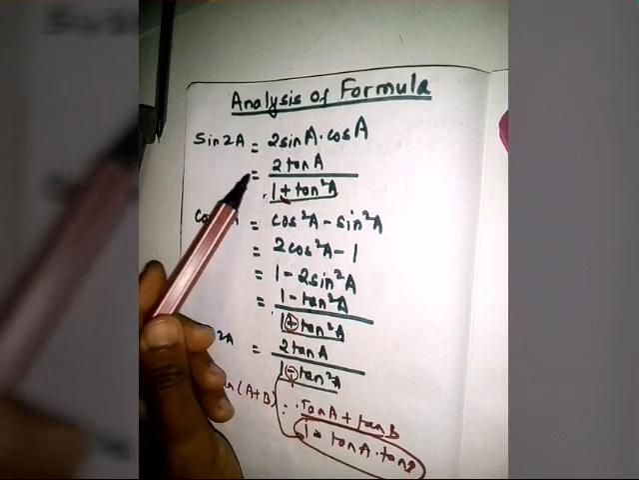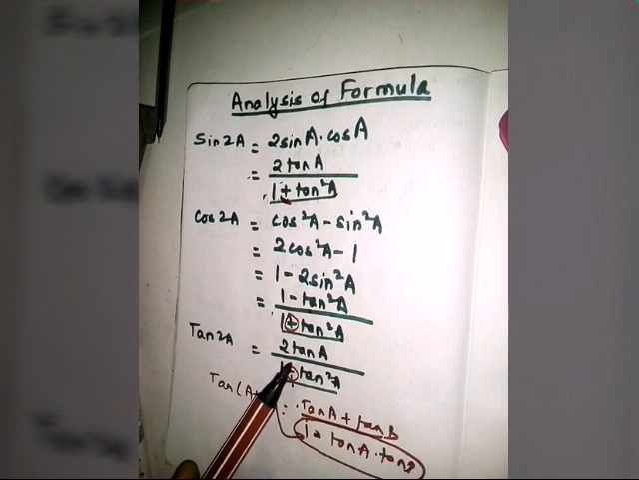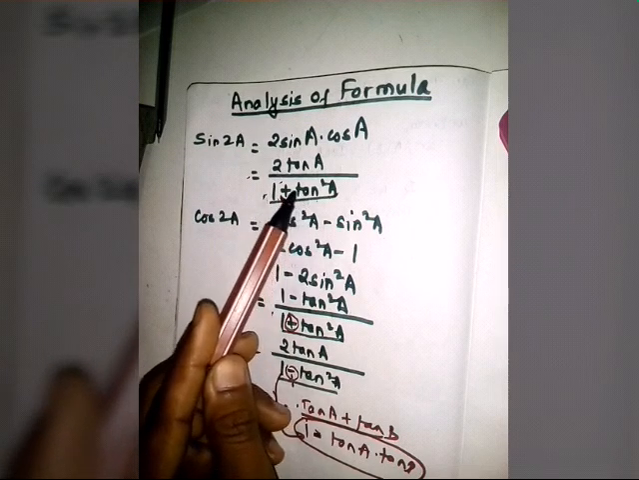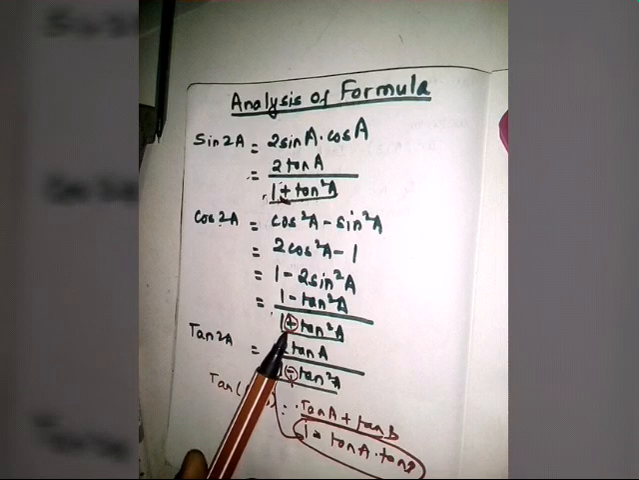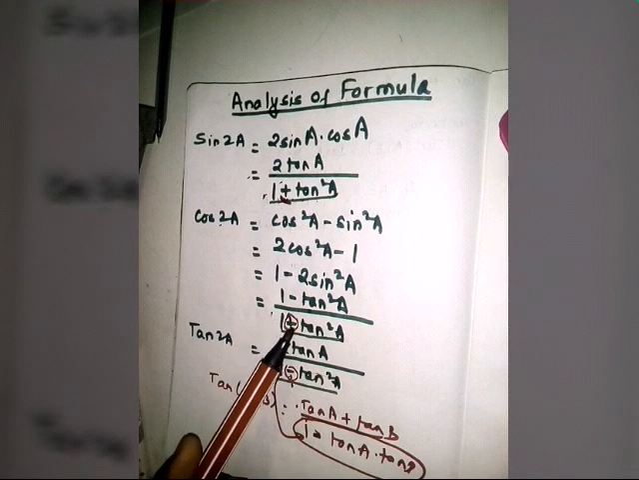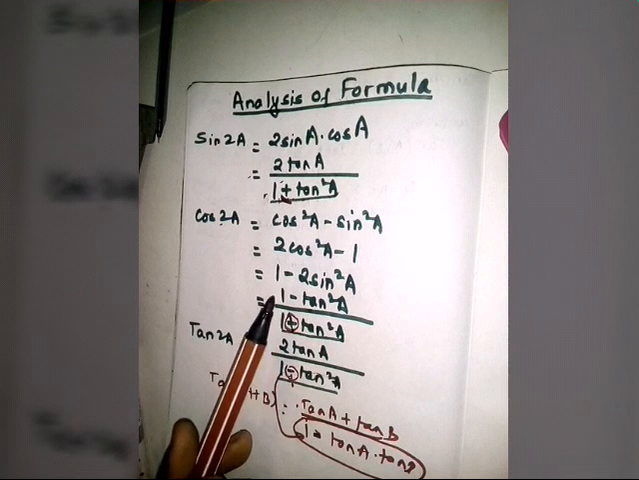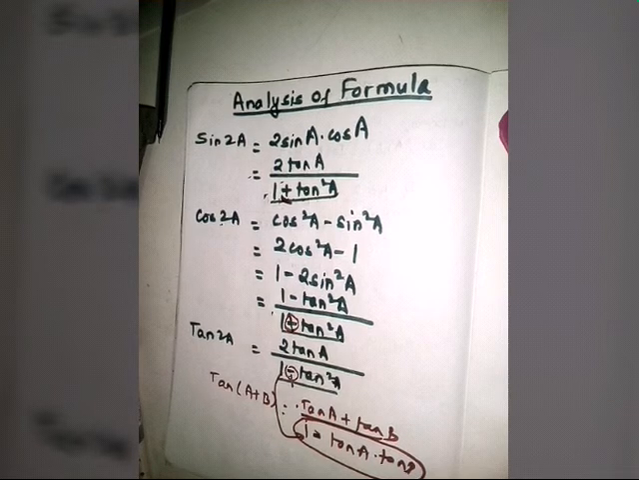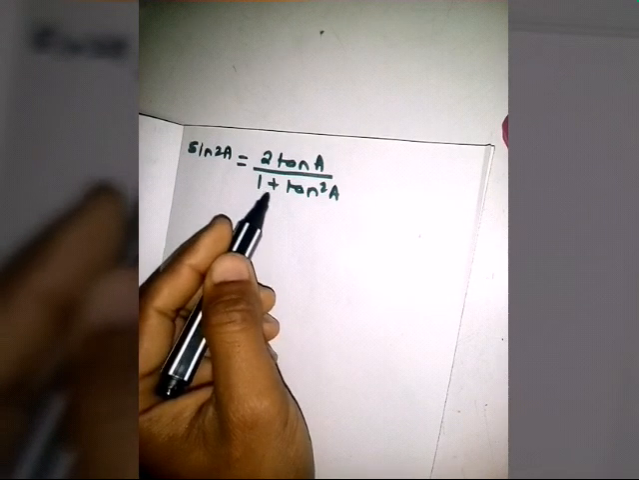Now if you compare the formulas of sin 2A and tan 2A, they are quite similar, only the difference is plus and minus. And once you know the formula of sin 2A in terms of tan, where there is a plus, in terms of cos 2A there must also be plus in the denominator, and once you have plus in the denominator there will be minus in the numerator. So the formula of sin 2A is 2 tan A divided by 1 plus tan square A.